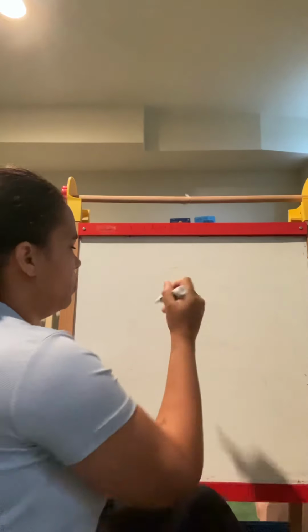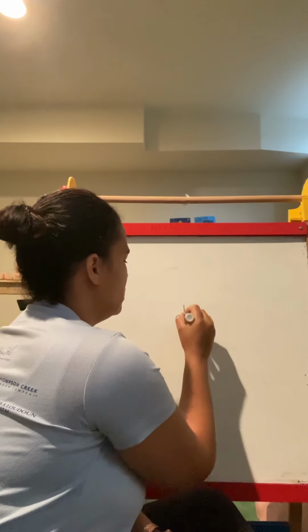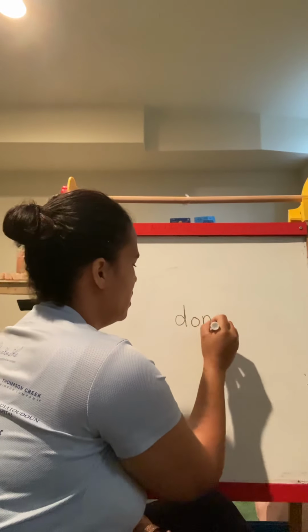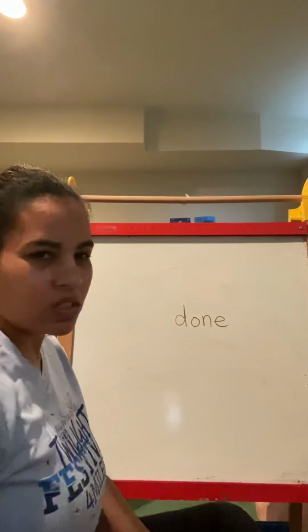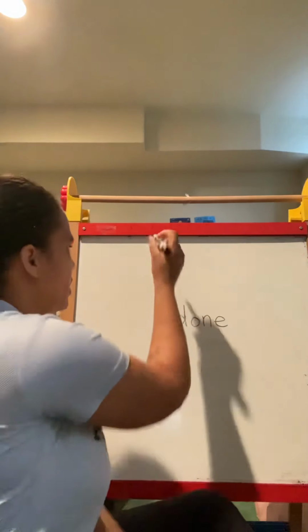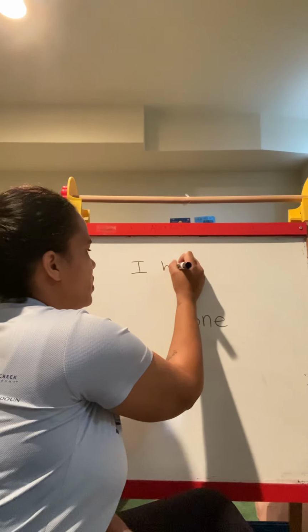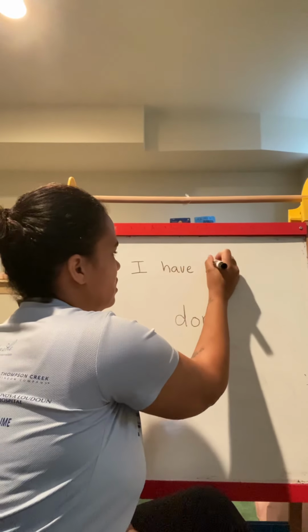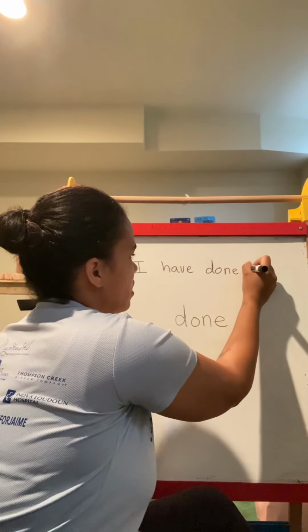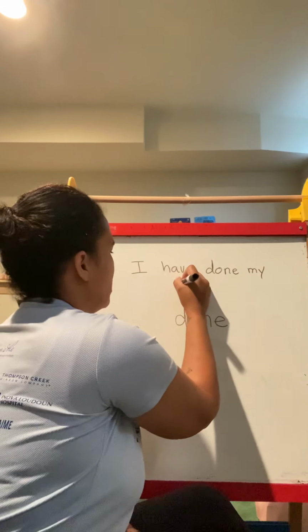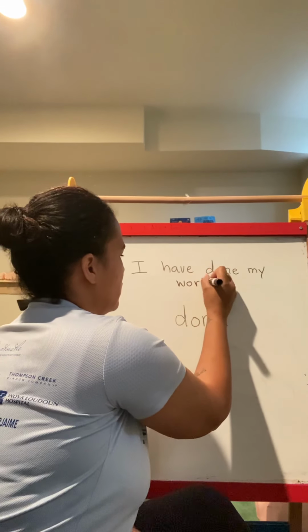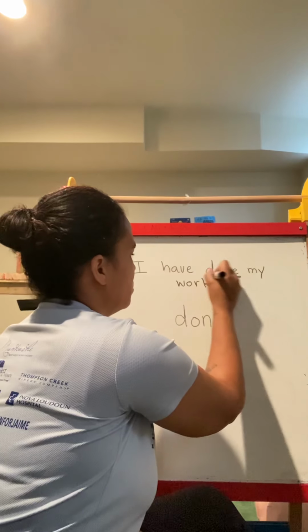So I'm going to start with this word, done. And I would have this written up for the students and I would have it in a sentence. I have done my work. Okay, and I'm going to underline this word.